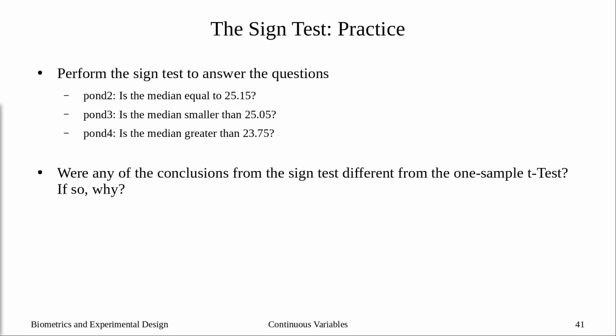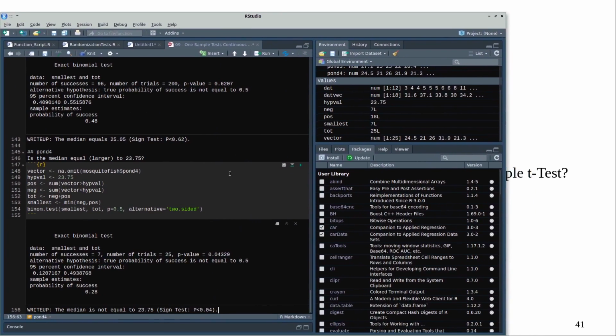Usually, with the exceptions of pond 3 and pond 4, where we did one-tail tests. But by and large, if our assumptions are met for the t-test, then our conclusions from a t-test will match the conclusions of a sign test. It's only when our assumptions are not met, when we're non-normal, that our results might differ. Now, the sign test does have less power, so what happens if we get a p-value that's close?